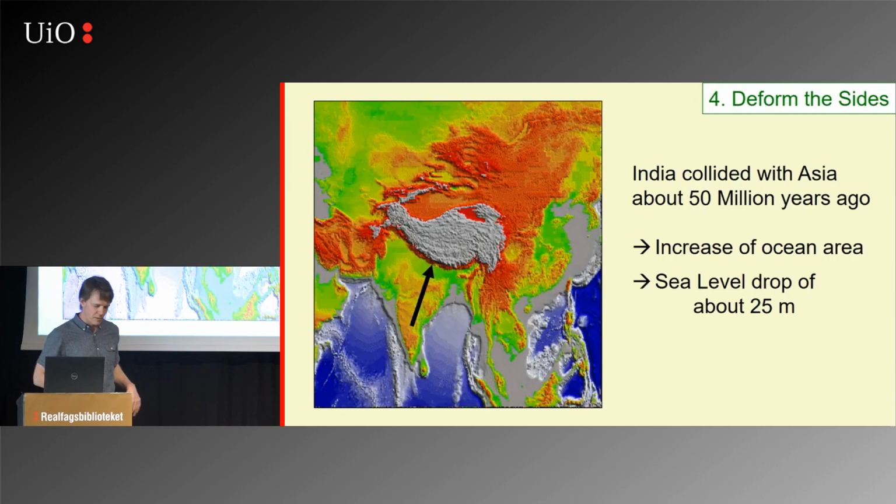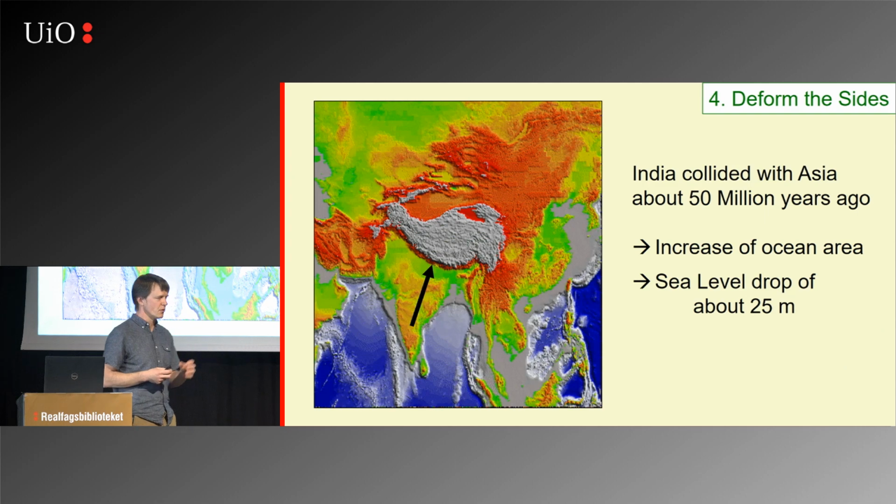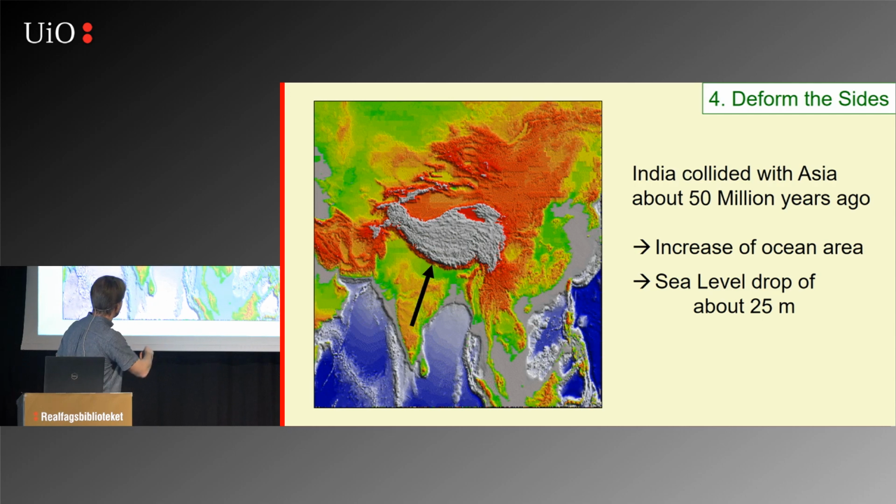You can also deform the sides. I showed you that example. Basically, if you deform the sides, you're changing the area of the oceans. For example, if you have India crashing into Asia, it causes the uplift of Tibet. But basically, that shortening of the continental crust is compensated by an increase in ocean area. So if you increase ocean area and keep everything else the same, then the sea level should go down. And that, we estimate, caused a sea level drop of about 25 meters in the last 50 million years.